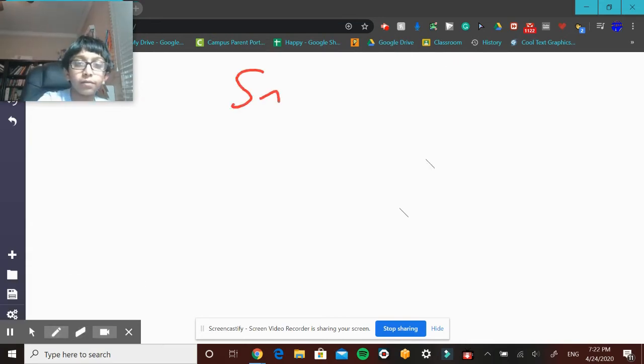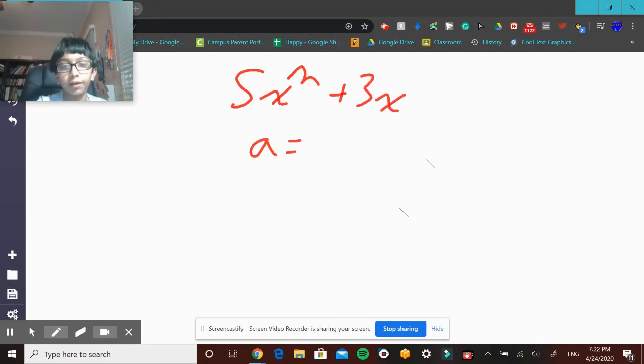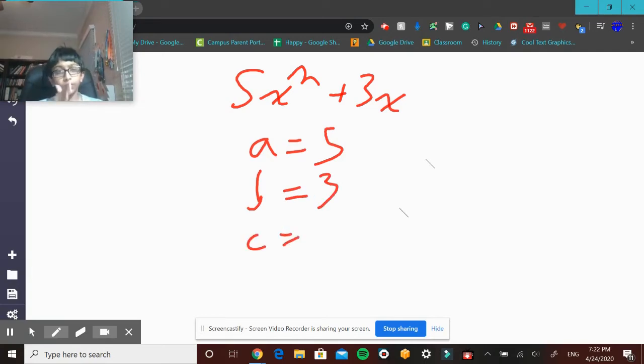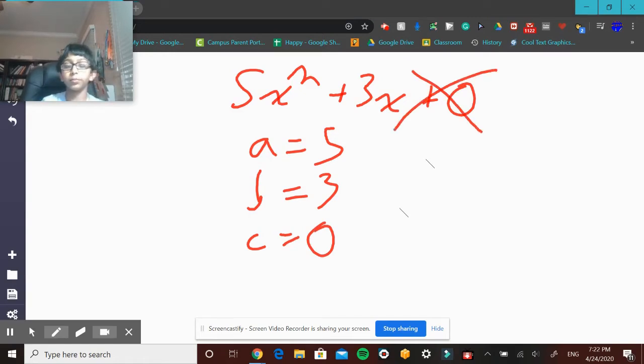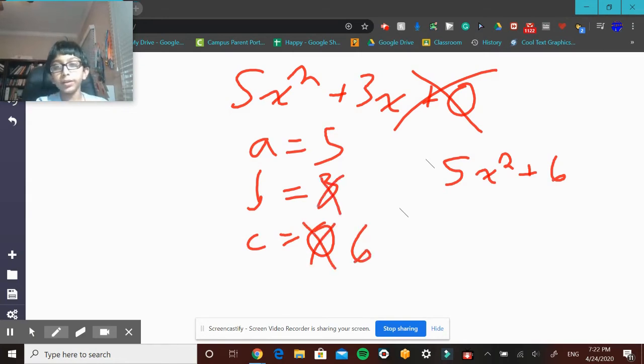Let's take another problem, 5x squared plus 3x. Now here, we know that A is 5 and B is 3, but where is C? C is still there. It's just plus 0. But since it's plus 0, they just don't write it. So C is actually 0, but obviously they're not going to be writing plus 0, so you have to figure that out yourself. Just like, for example, let's say that it's 5x squared plus 6. A is going to be 5, C is going to be 6, but what is B? B is 0x, but since 0x is just 0, they aren't going to say that, but B is 0.